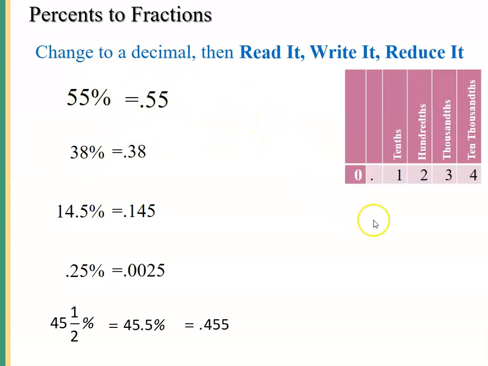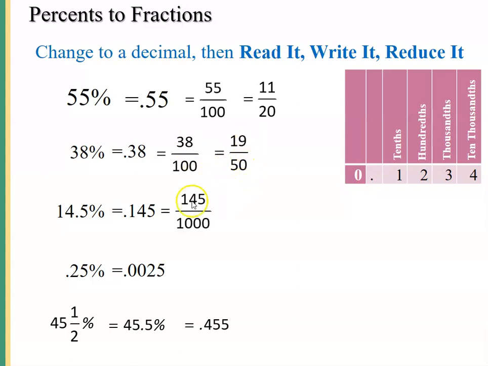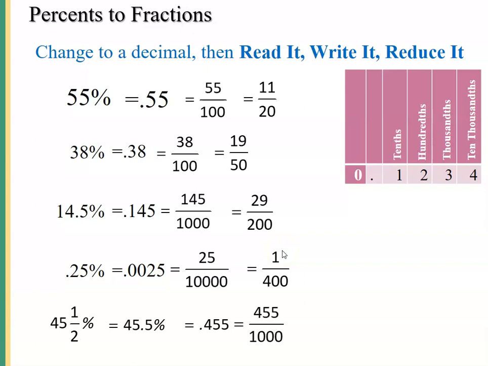So therefore you will have tenths, hundreds, thousands, and ten-thousandths, depending on the number of decimal places. So we have 55 over 100, which we can reduce to 11 over 20. We have 38 over 100, which is 19 over 50. We have 145 over 1,000, because there are 3 decimal places, or 29 over 200. Then 25 over 10,000, which becomes 1 over 400. And the last one is 455 over 1,000, which reduces to the simplest form, 91 over 200.